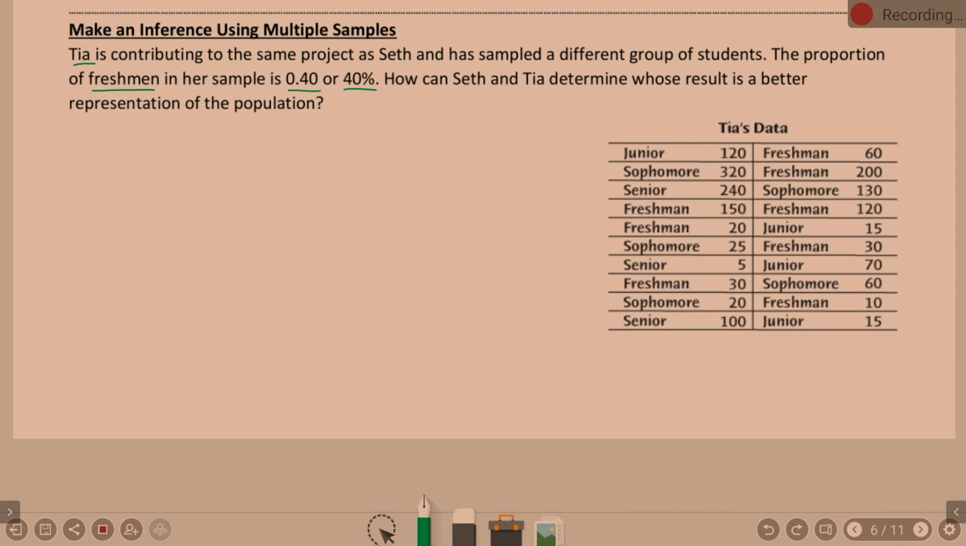We don't have enough information to know right now whether Seth's or Tia's is better. We just don't know that yet. We'll continue with Seth and Tia on the next page and we'll find an answer. But at this point, the best suggestion for Seth and Tia is to examine more samples or larger samples. Let's just stop here.